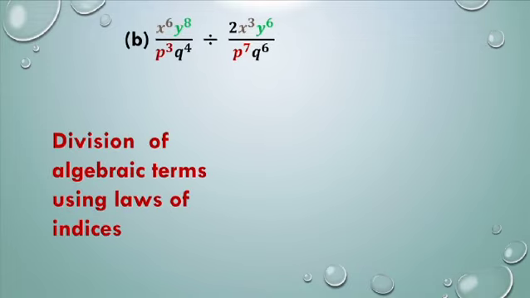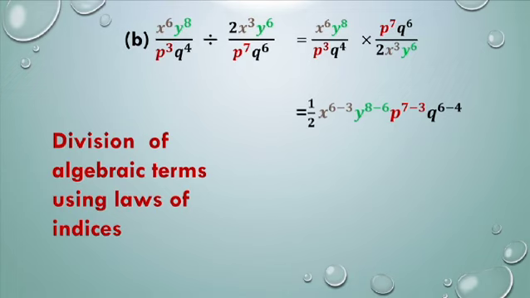A second example using laws of indices, x to the power of 6, y to the power of 8 over p power 3, q power 4 divided by 2x cubed y power 6 over p power 7, q power 6. So again, we need to multiply by the reciprocal of the second term. Now, grouping the terms, simplifying, I get half x cubed y squared p power 4 q squared.